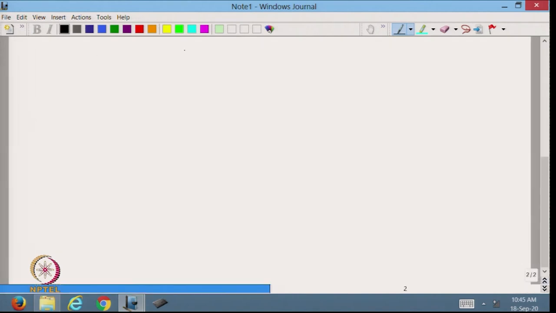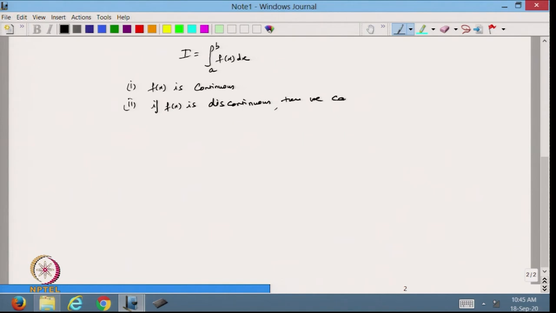Now, I have an integral I, this is a definite integral, and I want to evaluate this one. In this case, the first thing is that f(x) is continuous, because I know that if the function is continuous, then it is integrable. The second case is that if f(x) is discontinuous, piecewise discontinuous, then we can split the function and then we can integrate.